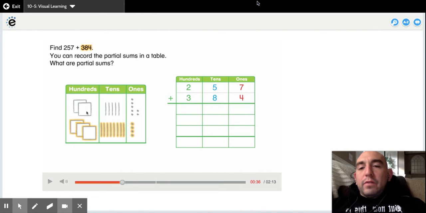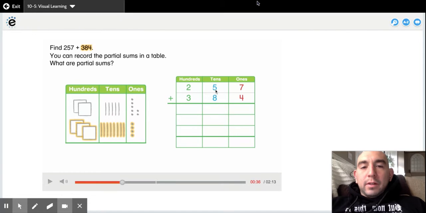So if you'll see here, we have two hundreds flats. So instead of drawing a model, we're just going to write the number 2, and it's in the hundreds category. So we know that its value is 2 hundreds. Here we have 1, 2, 3, 4, 5 tens rods. So instead of drawing out the rods, we just use the number. In the tens column, 5 tens is the same as 50, right? 250. And then lastly, we see 7 ones, so we just write a 7.